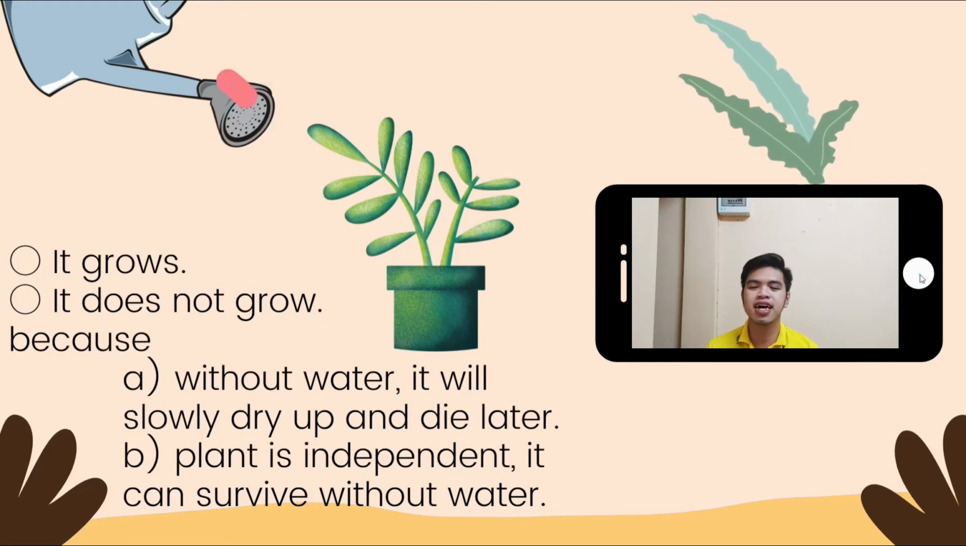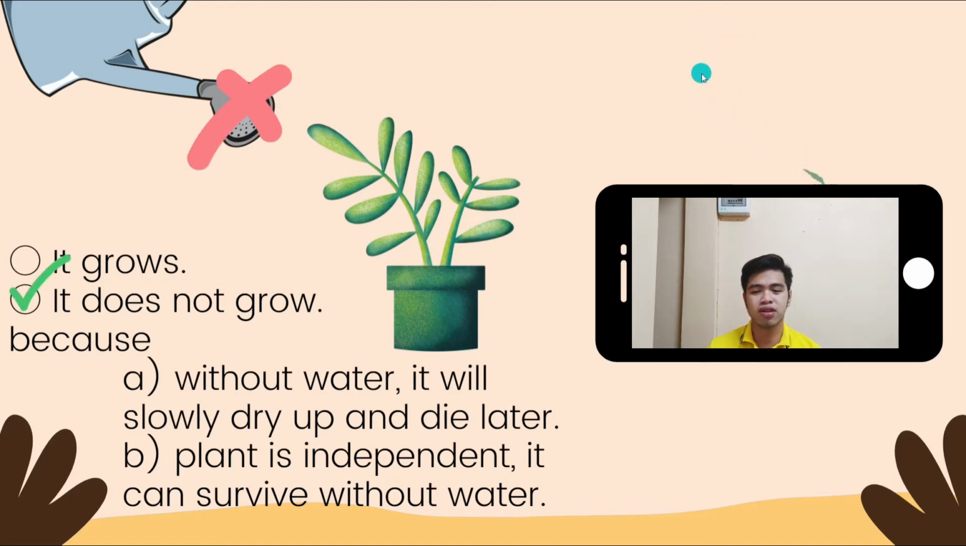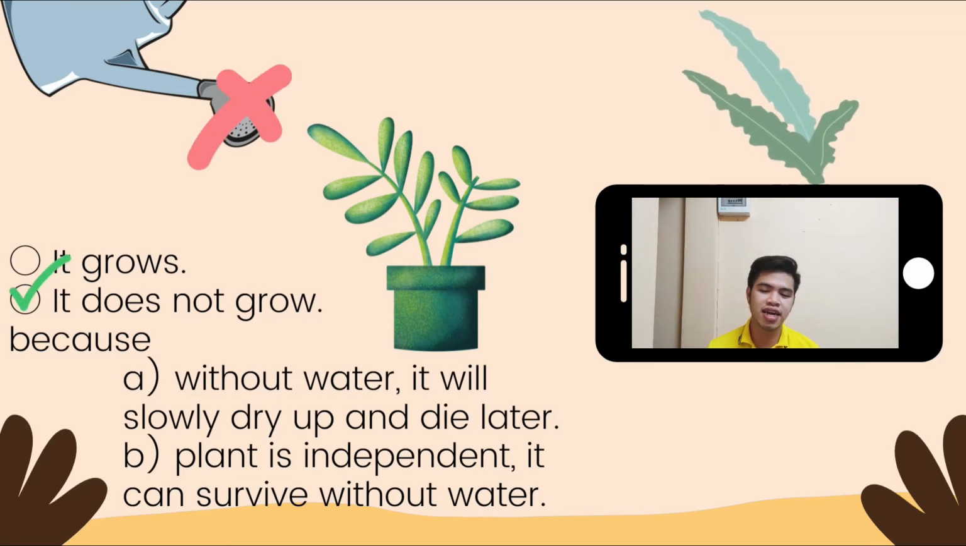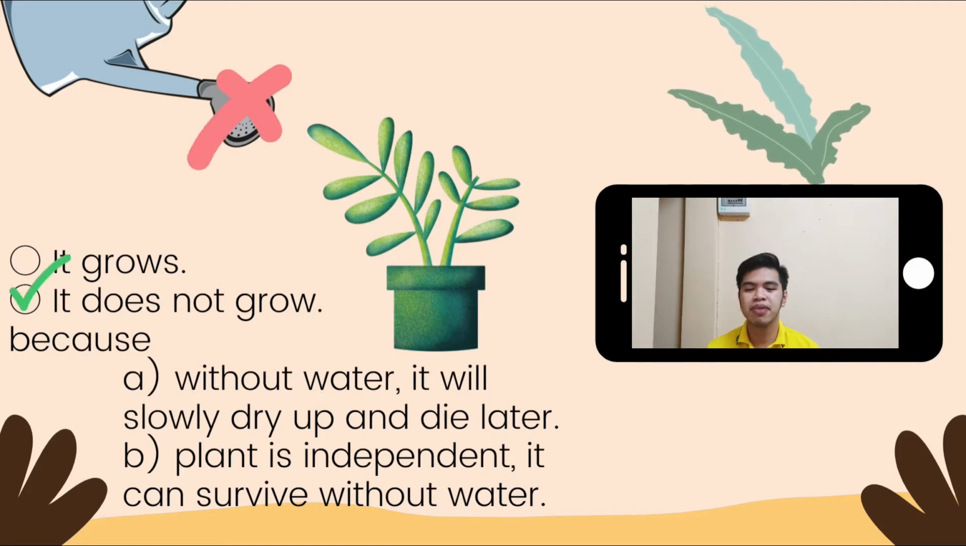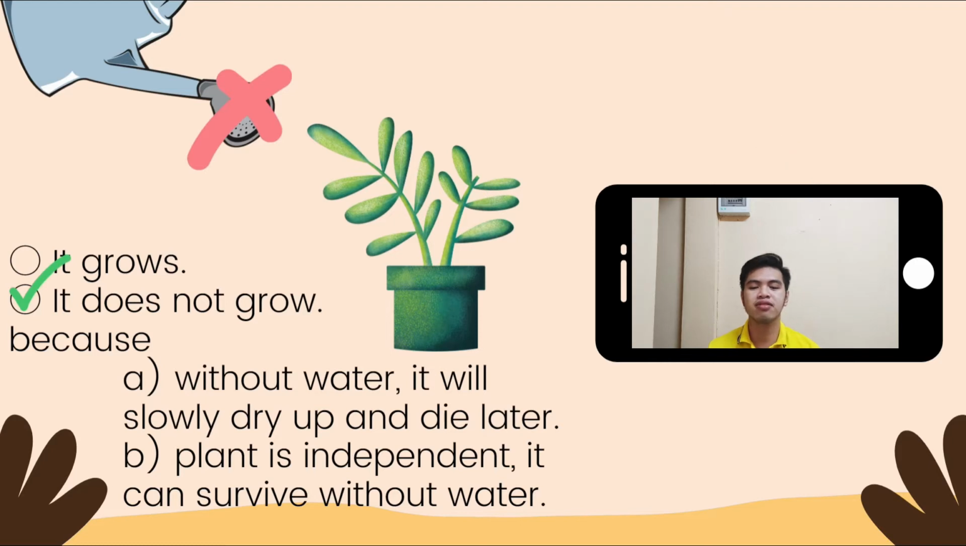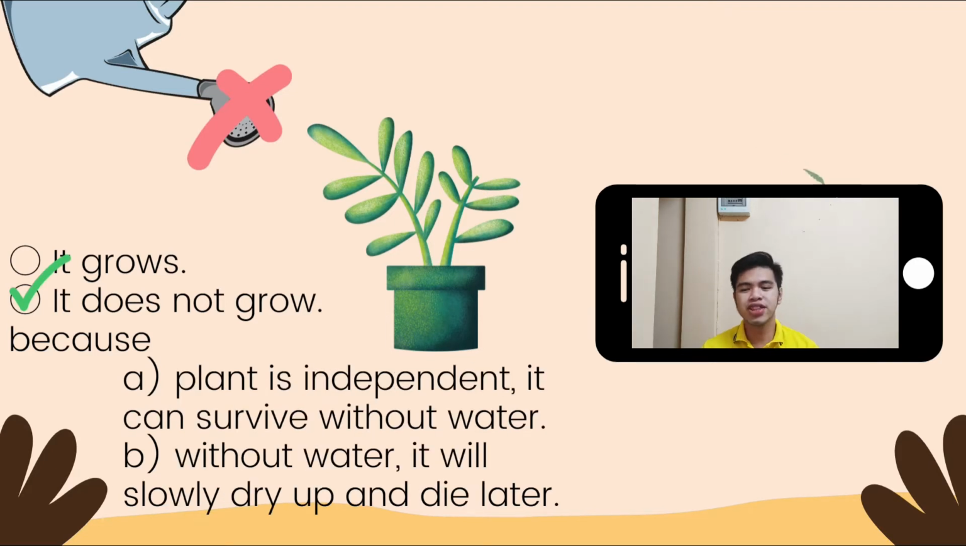Good job, it does not grow. It won't grow when we don't water it. And what is the reason? Is it A, because without water, it will slowly dry up and die later? Or B, because plant is independent, it can survive without water? So what do you think is the reason why it will not grow?